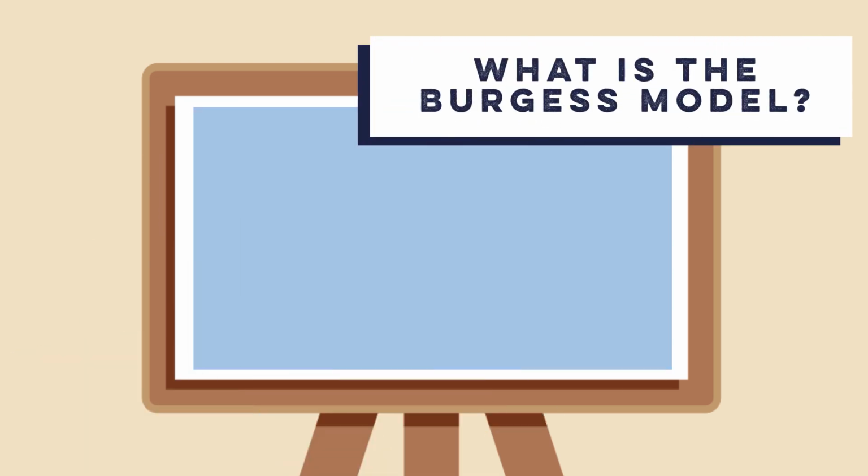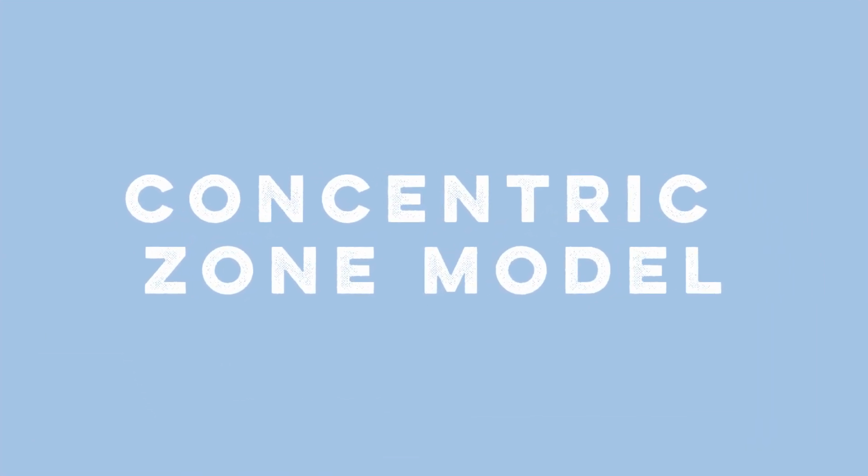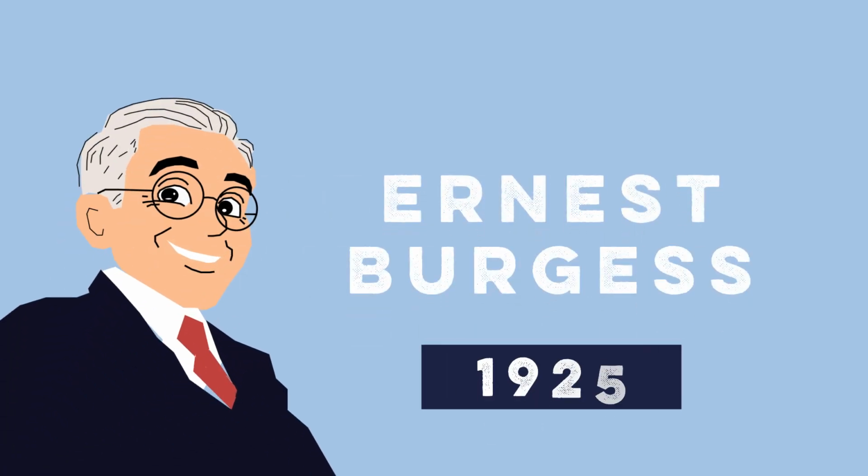Step 1. What is the Burgess Model? The Burgess Model, also known as the Concentric Zone Model, was first created by Ernest Burgess in 1925. It shows how cities develop in a series of concentric rings spreading outwards from the centre.